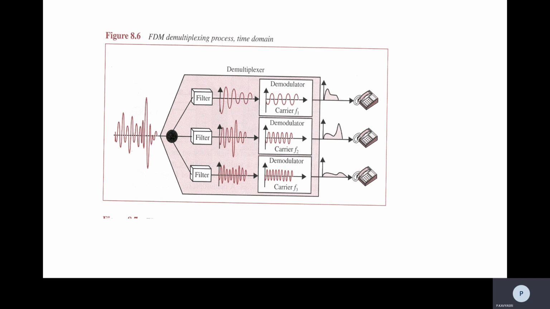So on the multiplexing side we are using a modulator, right? On the reception side, in demultiplexing, we are using the demodulator. So this is about FDM demultiplexing, and at the output side of the demodulator we will get the original signal. So that is about the multiplexing.